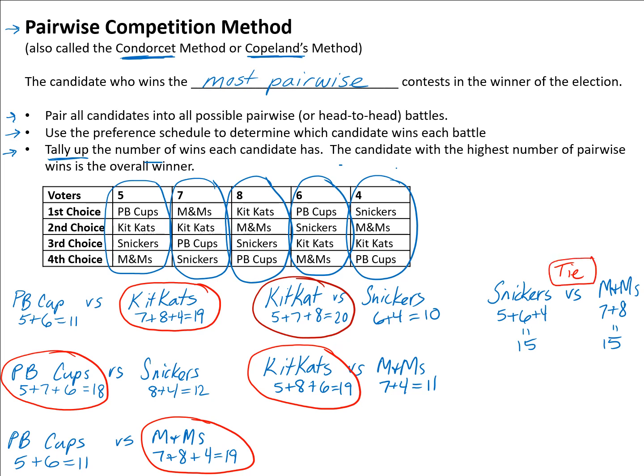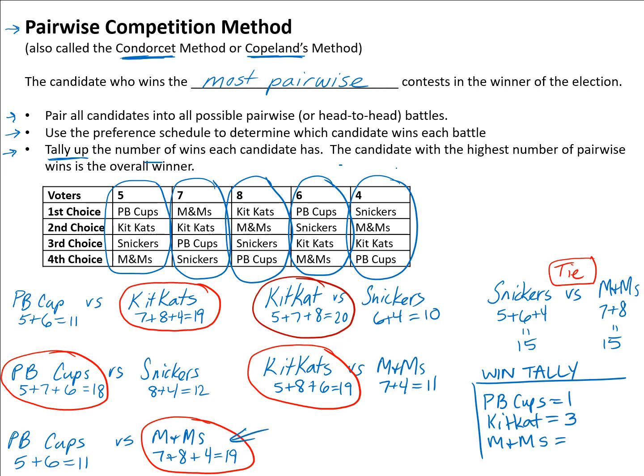So now we're going to tally up the wins. We're going to do a little win tally here. How many battles did each candidate win? If we look at Peanut Butter Cups first, they only won 1 battle. Kit Kats, they won 3 battles. They actually won all of their battles. M&Ms won 1 battle and then tied, so they got 1.5 battles. And then Snickers just tied. They didn't win any outright, they tied, so technically that would be a tally of 0.5.